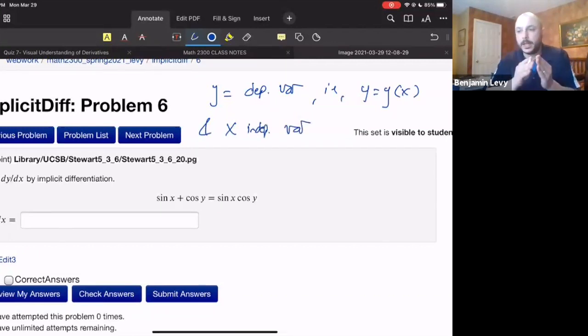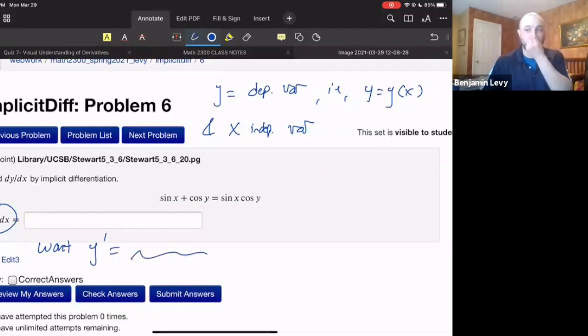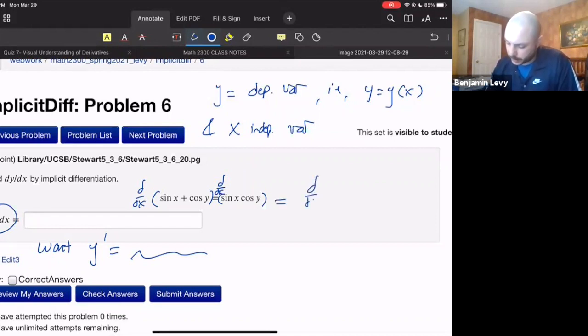So we want to think about y. This is like y equals something with an x in it, but we don't know what the explicit expression is. You can see the answer here. We want the answer to be y prime. So we want something that says y prime equals blah, blah, blah, just like we've been doing. And so we're going to take our expression and do d over dx of it. We're going to do d over dx of the left side and d over dx of the right side. Let me just write out the details here. It looks like this.